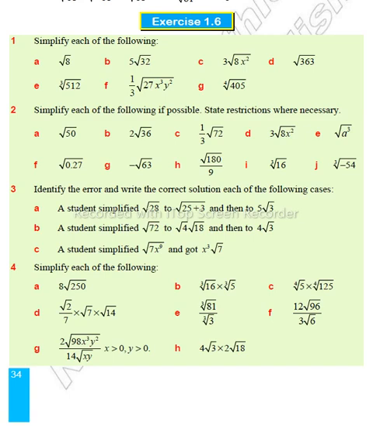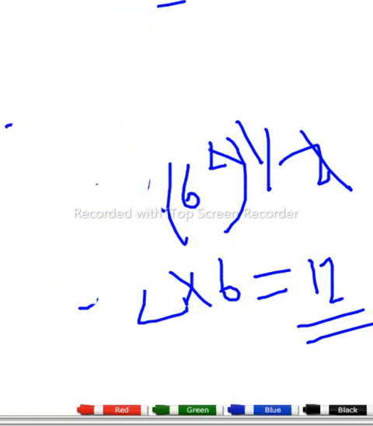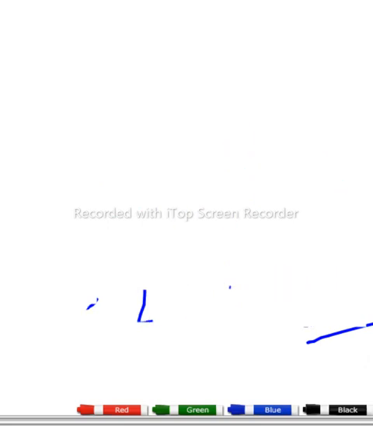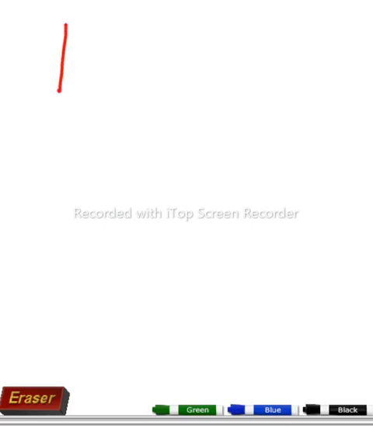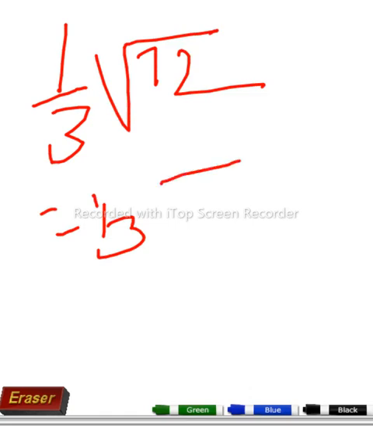Let us do another question. C says 1 over 3 square root of 72. As we know, 72 means... here we have 1 over 3 as common. 36 times 2 we have here.